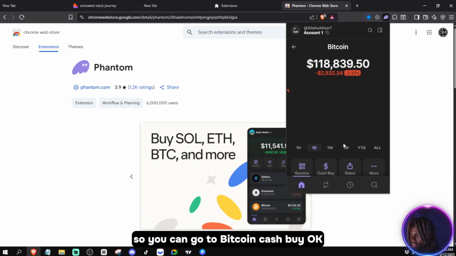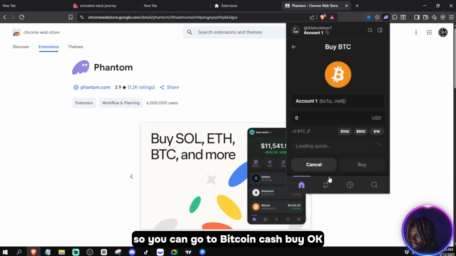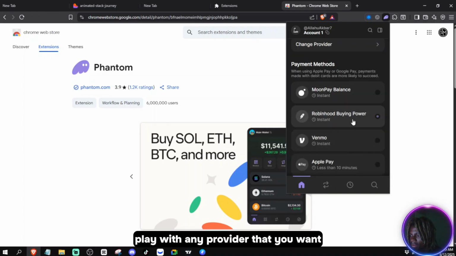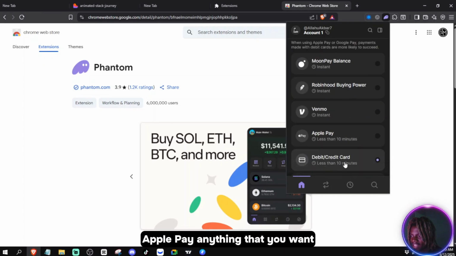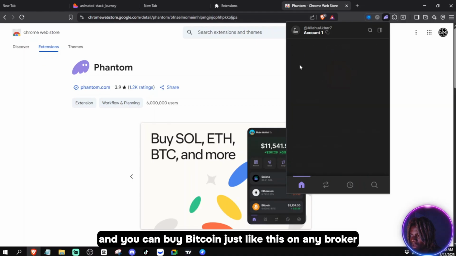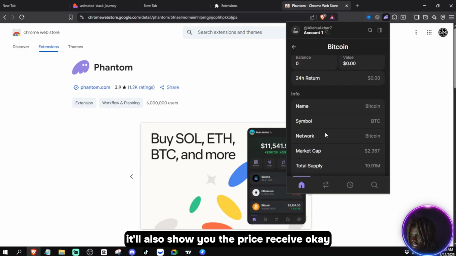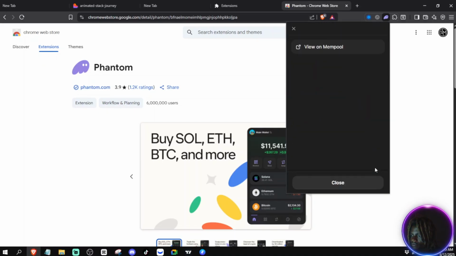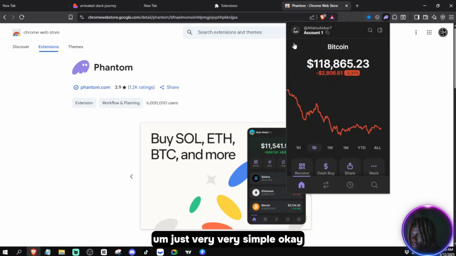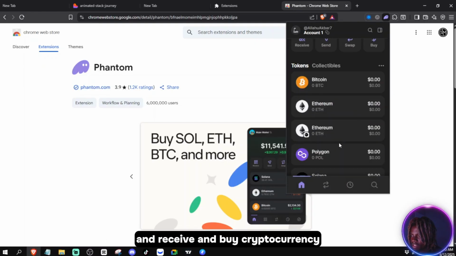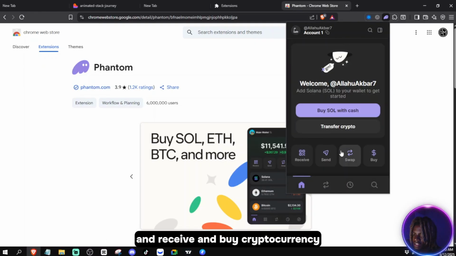A normal way: you can go to Bitcoin, cash buy, and then you're going to be able to put in the amount in USD that you want, click on debit card, pick any provider that you want, Apple Pay, anything that you want, and you can buy Bitcoin just like this on any broker. It'll also show you the price you receive, very, very simple. So this is how you're going to be able to send, receive, and buy cryptocurrency.